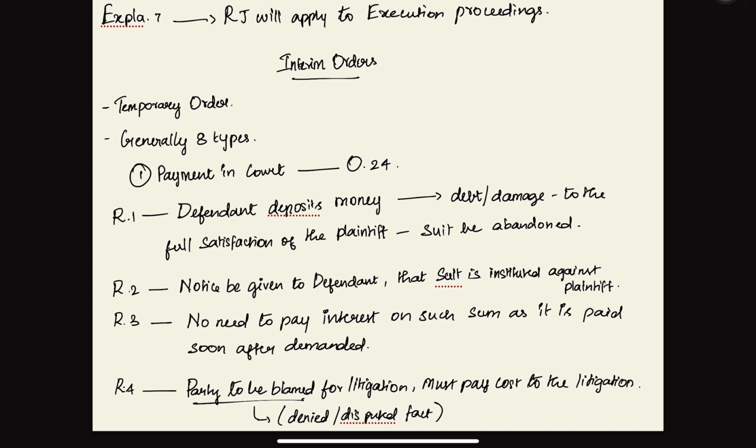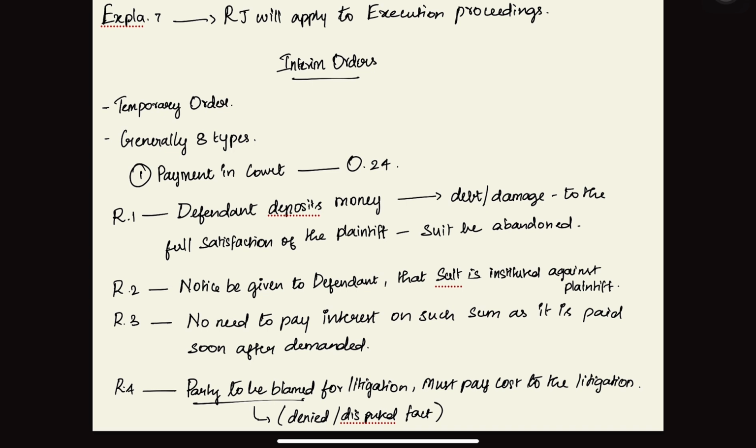And notice is given to the defendant that the suit is instituted against him, and there is no need to pay any interest on such sums if paid soon after it is demanded. The party to be blamed for litigation must pay the cost of the litigation. Here, the defendant is paying the money as soon as he was asked to pay by the court. He is not causing any delay or putting forth any other claims.